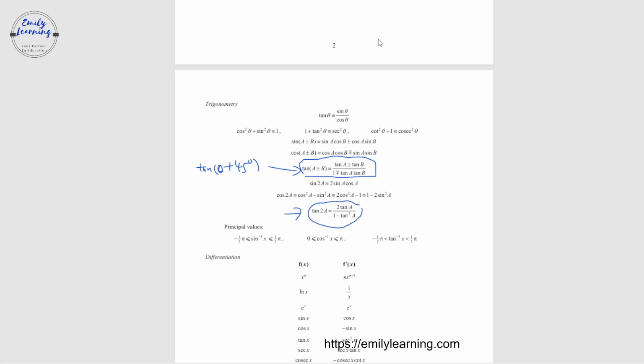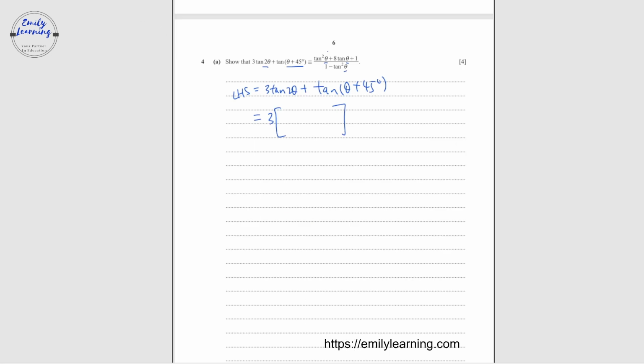So we start off with the left hand side, which is 3 tangent 2 theta plus tangent theta plus 45 degrees. So I'm going to change this 2 theta. So here's 2A, right? Now it's 2 theta, I'm going to change it to theta. So I end up having 2 tangent theta over 1 minus tangent squared theta. Because it is 3 tangent 2 theta, if you times a 3 here, it will give me 6 tangent theta over 1 minus tangent squared theta. So let's just write it directly to save time.